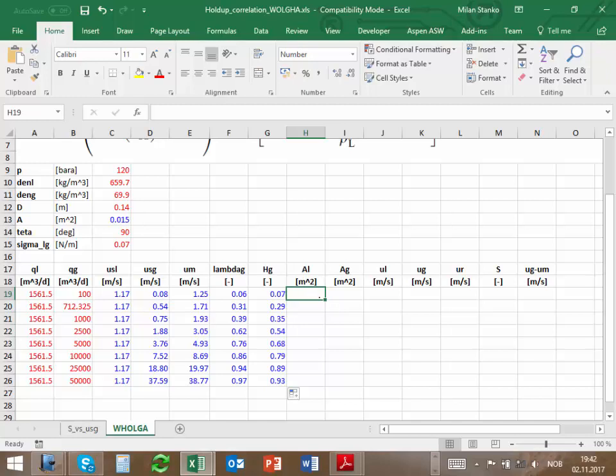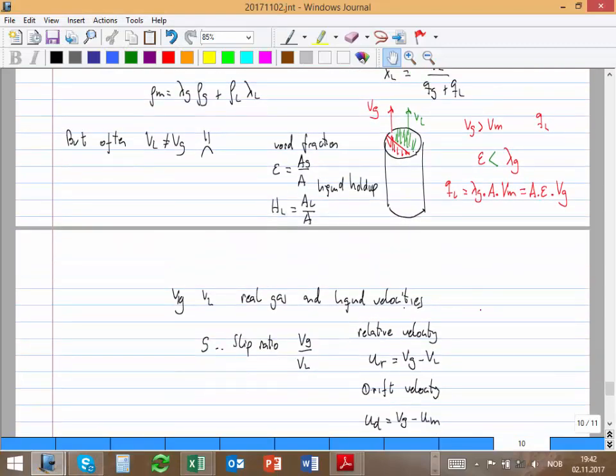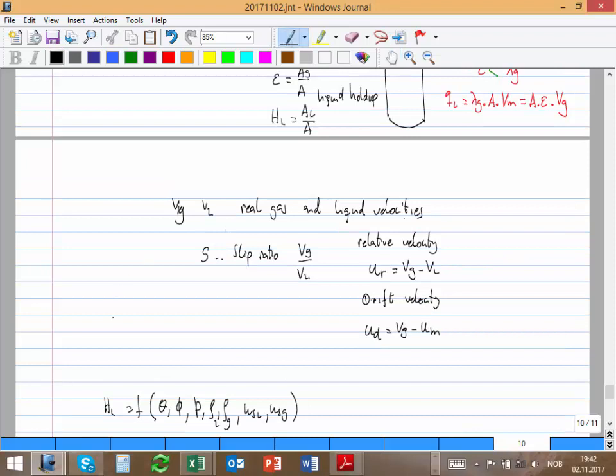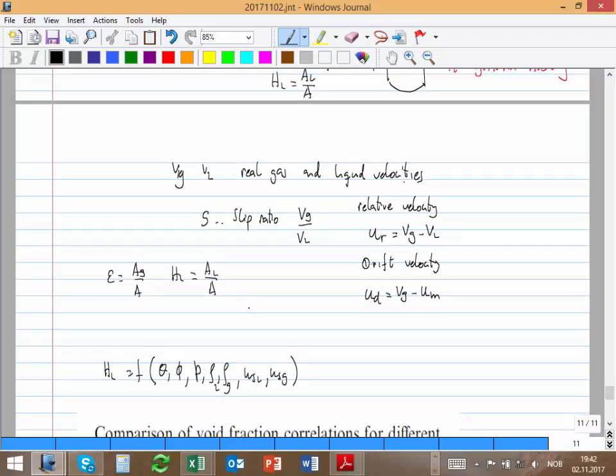Okay, so let's calculate here the area that the liquid is occupying in the cross section of the pipe. How much? Well, the holdup of the liquid is just 1 minus the void fraction, right? I think we didn't do that here, but let's do it very quickly. If you say that E is equal to the area of the gas over total area, and H, the holdup, is equal to the area of the liquid divided by total area, then if you sum both of them up, E plus HL should be equal to AG plus AL over A, which is equal to 1. That means the holdup of the liquid is equal to 1 minus E.